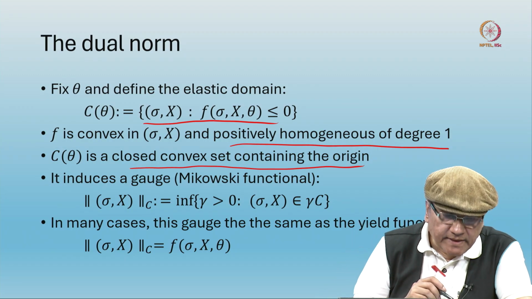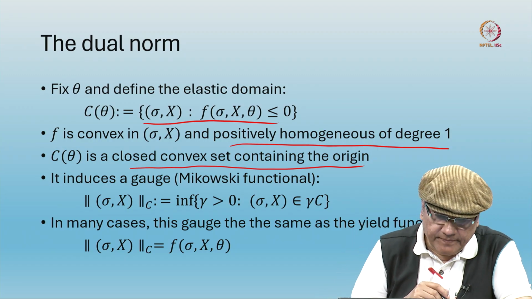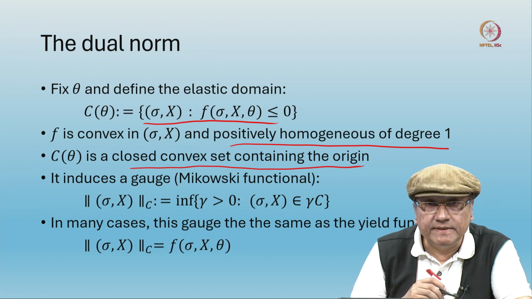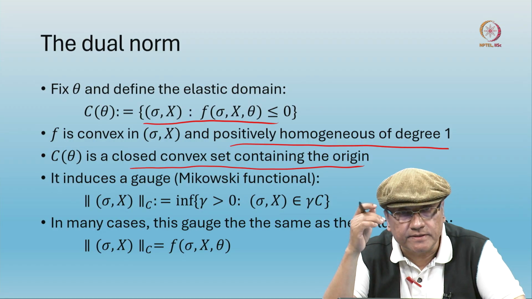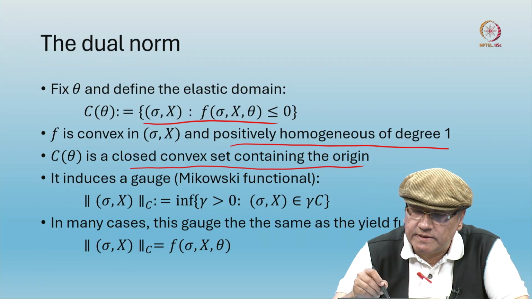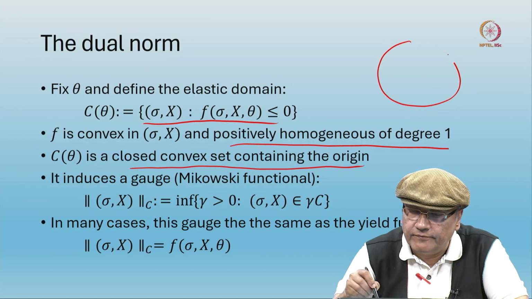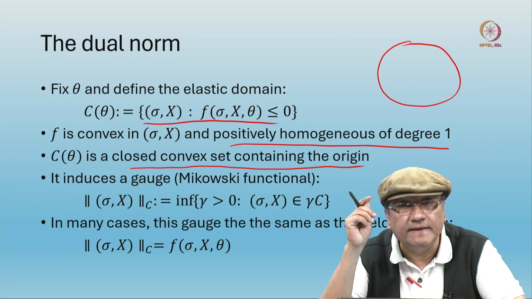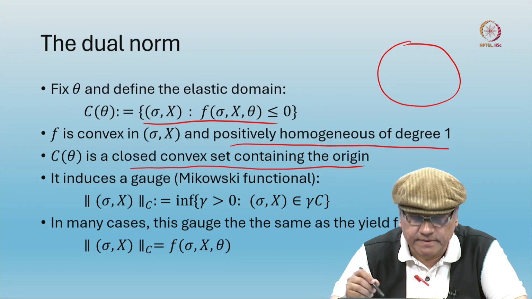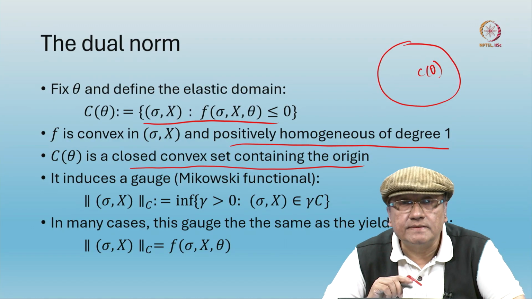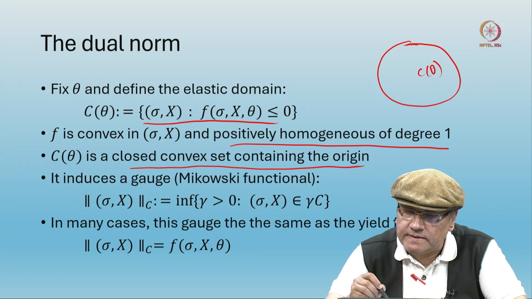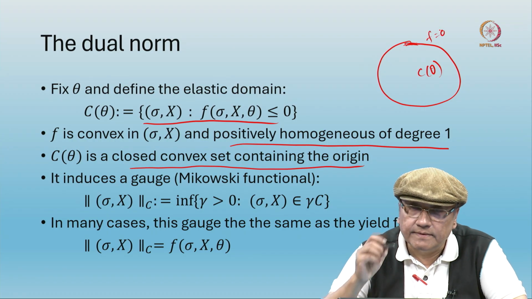Now, if you actually think of this, it is an interesting concept, it is called the Minkowski functional. I will explain this to you. That means suppose this is my, think of von Mises plasticity, this is my yield set C theta, right. So, this is my C theta, correct. The thing is that this is the yield surface, this is F equal to 0, right.